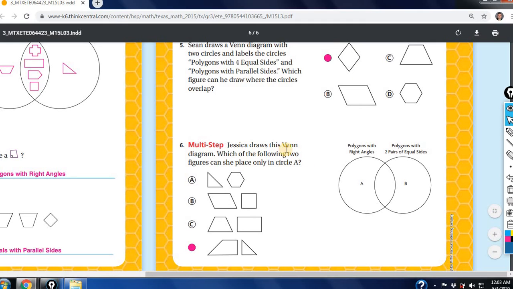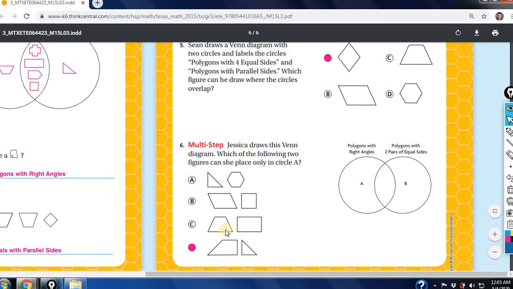So the next one, Jessica draws this Venn diagram. Which of the following 2 figures can she put in circle A? So circle A has to be polygons with a right angle. This one has a right angle, but this one does not. So you can't use this one. This one has a right angle, but this one does not. We can't use that one.